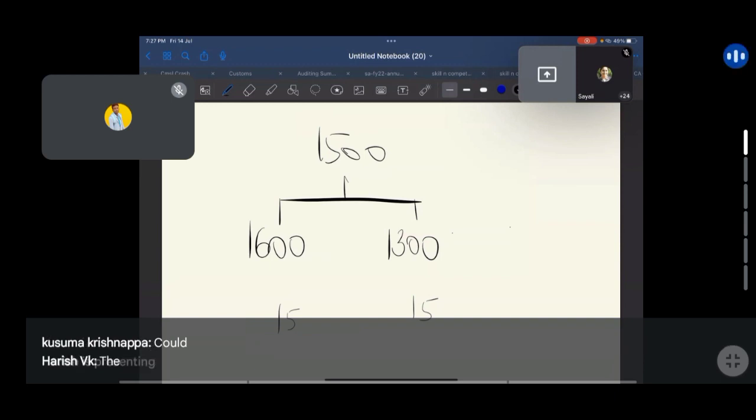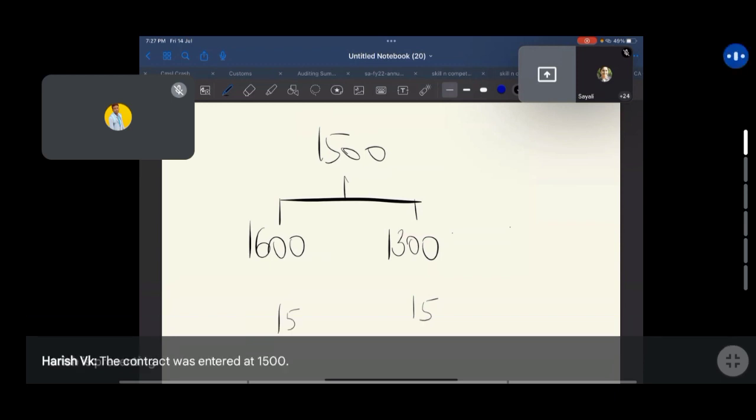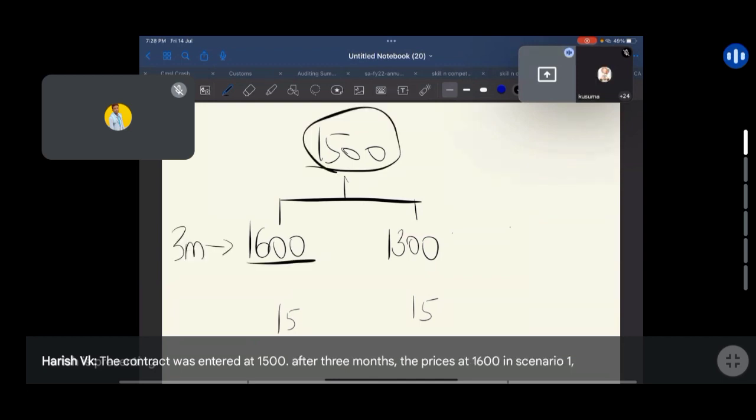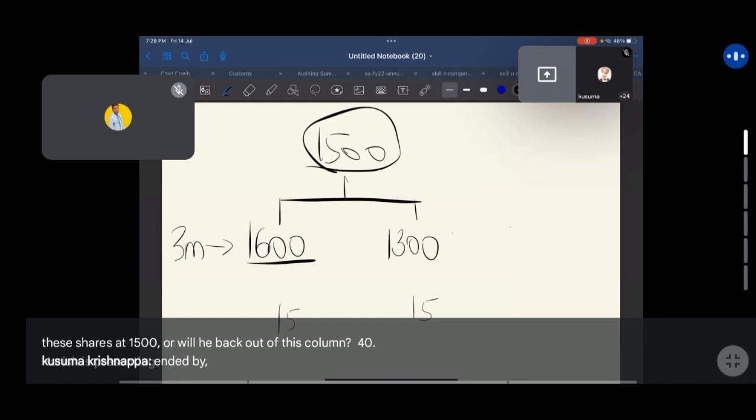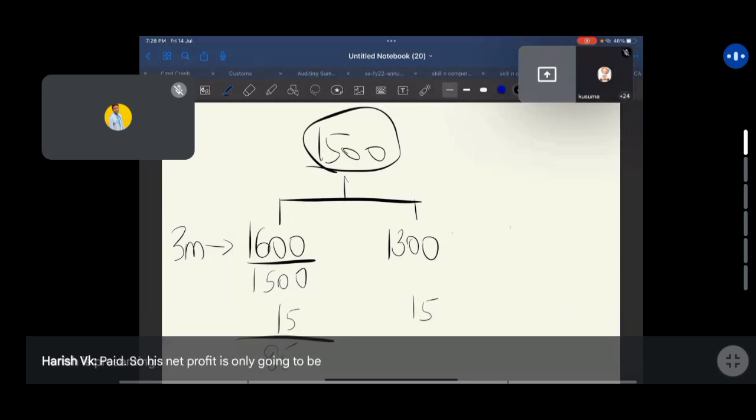The contract was entered at 1500. After 3 months, the price is at 1600 in scenario 1. Will Manoj end up buying these shares at 1500 or will he back out of this contract? He'll buy it. So he'll buy by paying me 1500 rupees, but he's already paid me 15 rupees per share. So his net profit is only going to be 85 rupees.